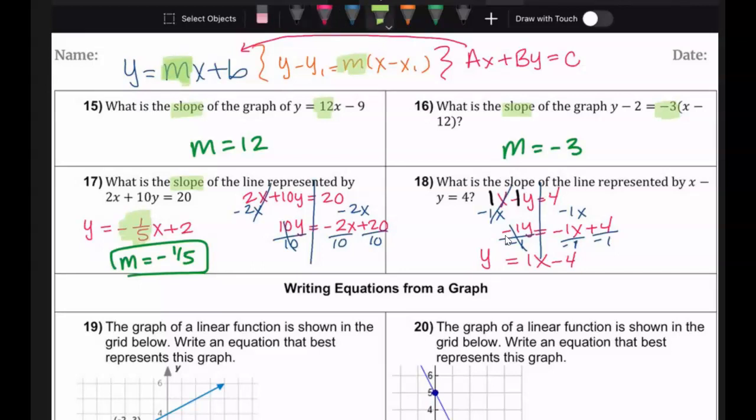But this problem is only asking for slope, which once again is a number in front of x. So in this case, it is the 1. M equals 1. Which you couldn't really tell just by looking at the original problem. So, that's slope.